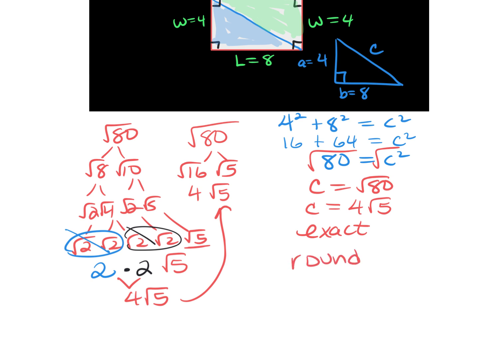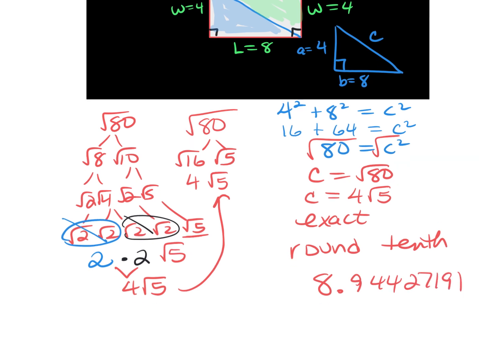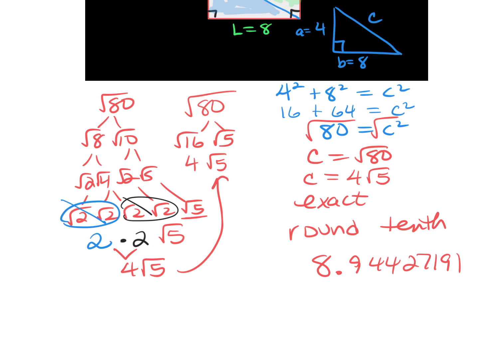Now, this is the exact answer, but let's say instead it said find the length and round it to the tenths. You would use your calculator. So you would do the square root of 80, and it gives you 8.944279191. Rounded to the tenths place, the 9 looks at the 4, tells the 9, you're going to stay at 8.9. So here, my diagonal has a length of 8.9.